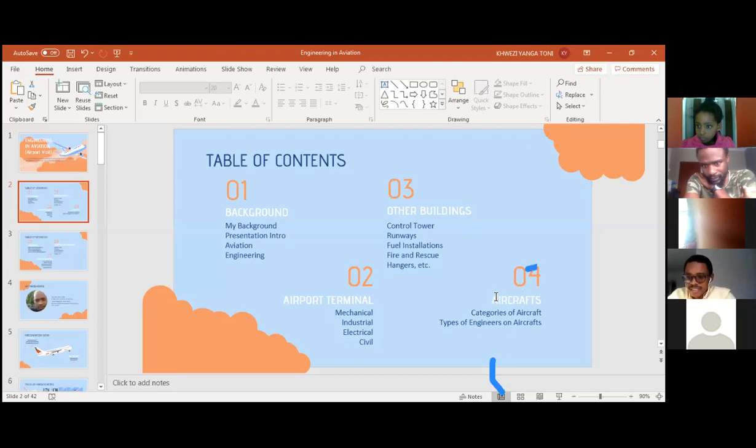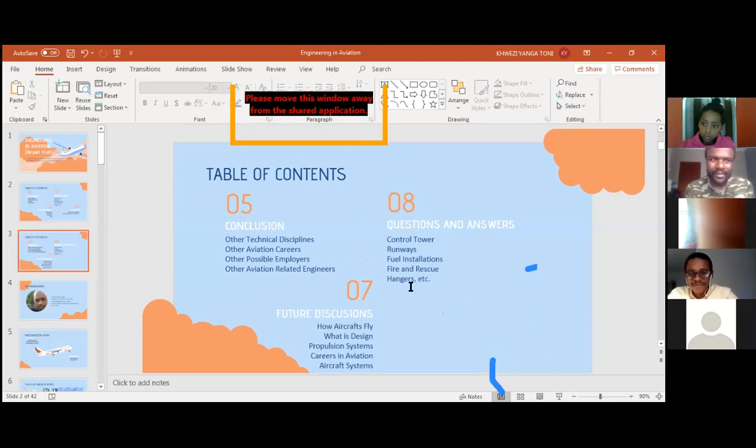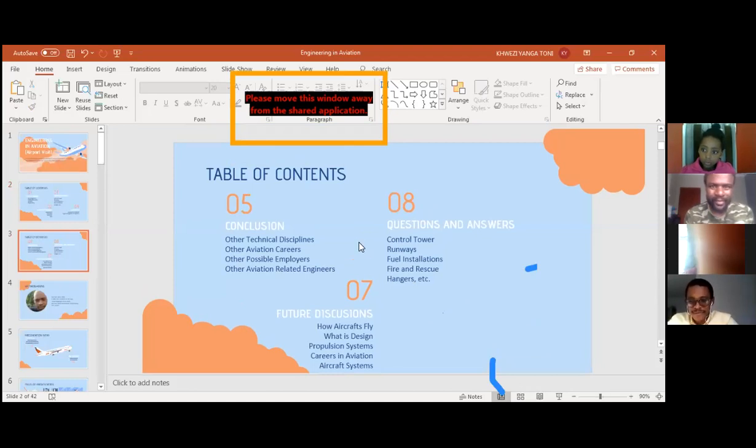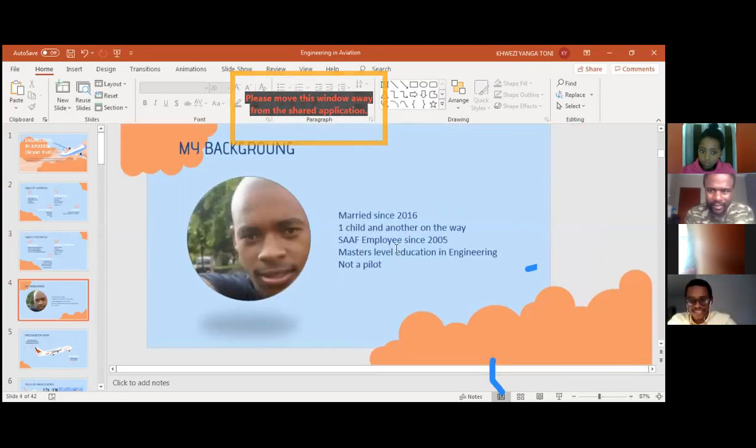And then we're going to look at the aircraft itself. When you enter the aircraft, there's engineering that's happening there, and we'll quickly look into that, and then we will conclude. There'll be time for questions and answers and other interesting discussions, that is, if I finish in time. So let me do this.